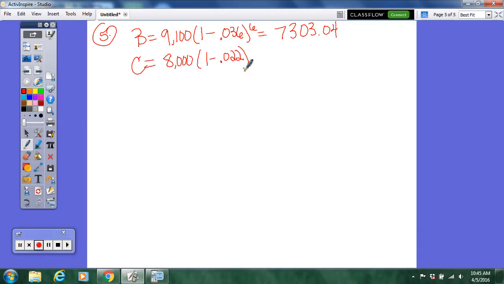4. Don't assume that it's 6. Do not assume that it's 6, because she bought hers in 2004. So this time the years are going to be 4.